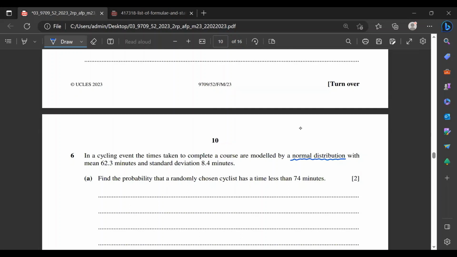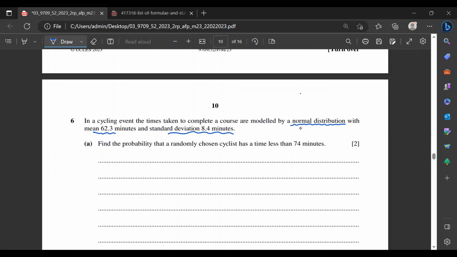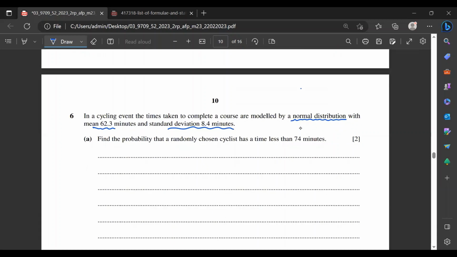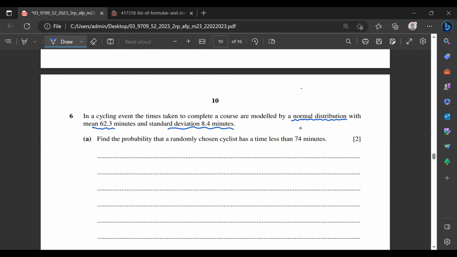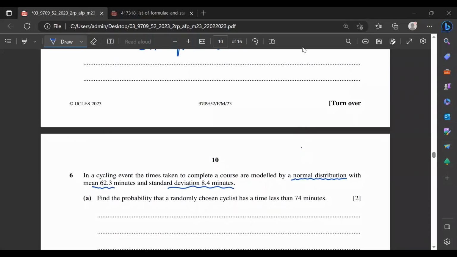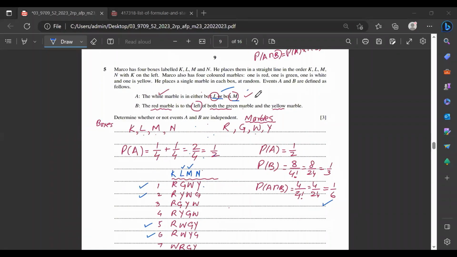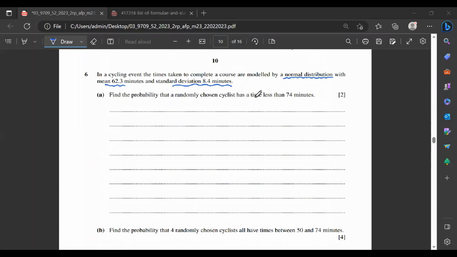It's a question of normal distribution with mean 62.3 and standard deviation 8.4 minutes. Find the probability that a randomly chosen cyclist has a time less than 74. So simple. In this case, the mean is given. So the mean is, so normal distribution question.